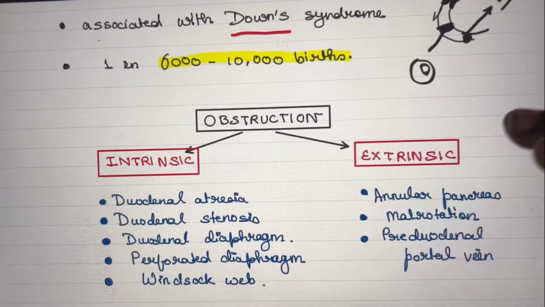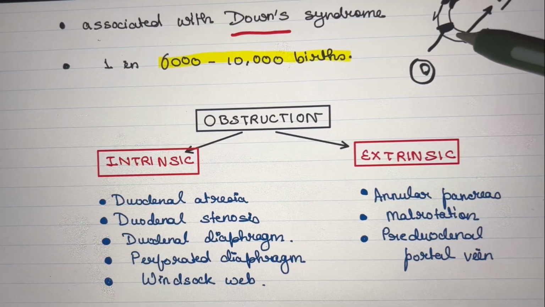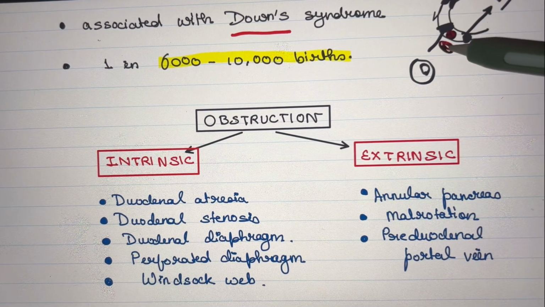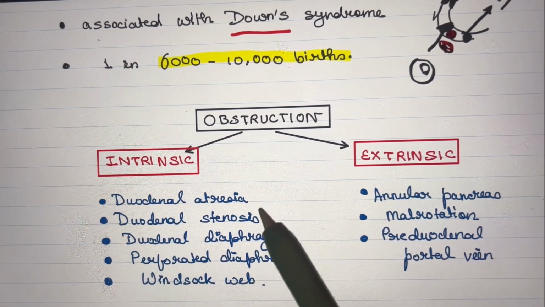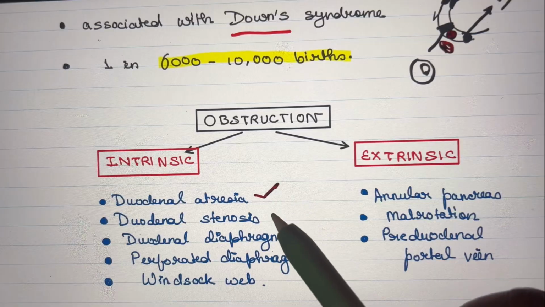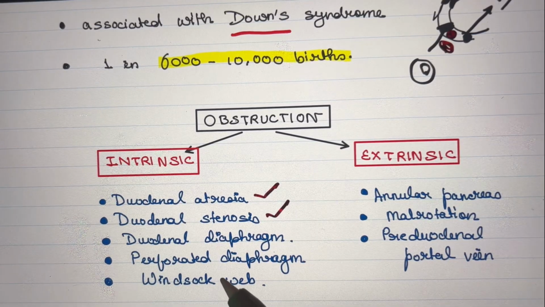Now the obstruction can be intrinsic, that is inside, or extrinsic, that is outside. Intrinsic obstruction means inside the duodenum. So inside the duodenum there is atresia or stenosis, or there is a duodenal diaphragm, or a perforated diaphragm, or a windsock web. Webs are present, and because of that, food cannot pass and atresia or obstruction has occurred.